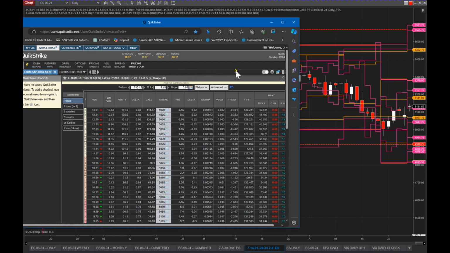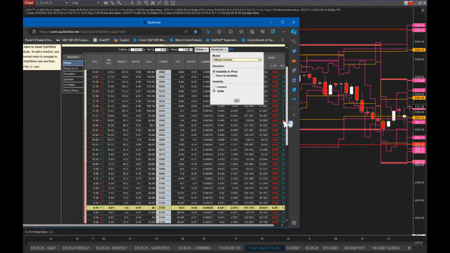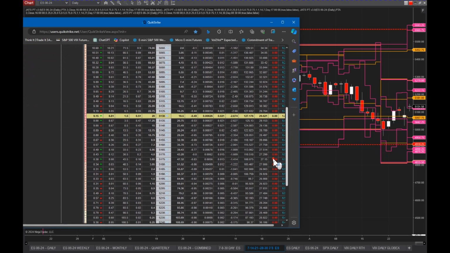Yep. And my calcs run Black Scholes on settlement. So if we come back down, we'll see that we're at 5130 right in the middle, the mean. So we're right in the middle of the contract. And 5181 is my upper strike.